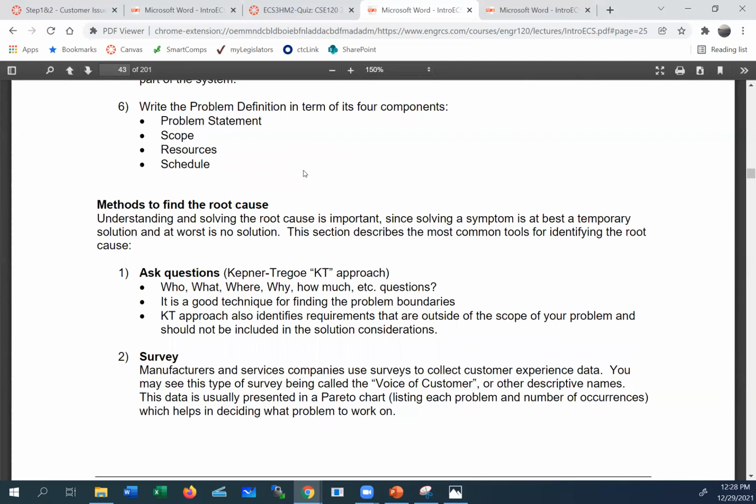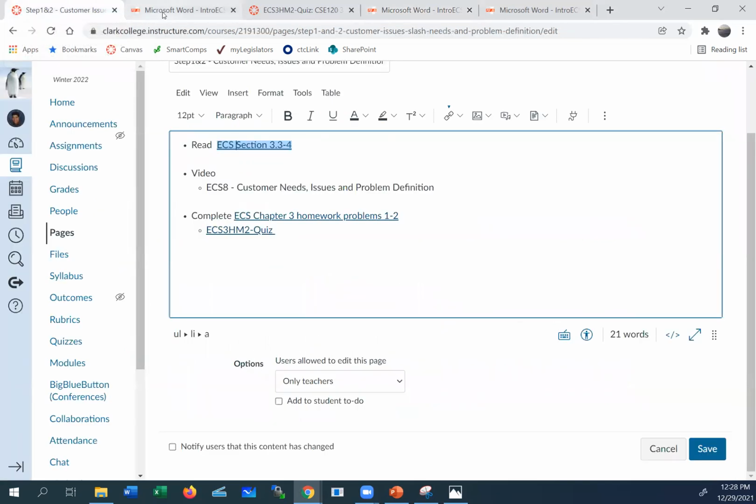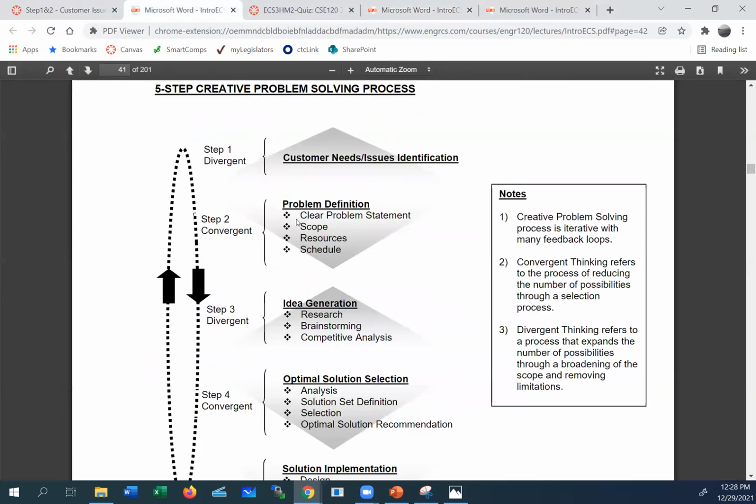All right. That brings us to the end of this part, which talks about customer needs and the problem definition.